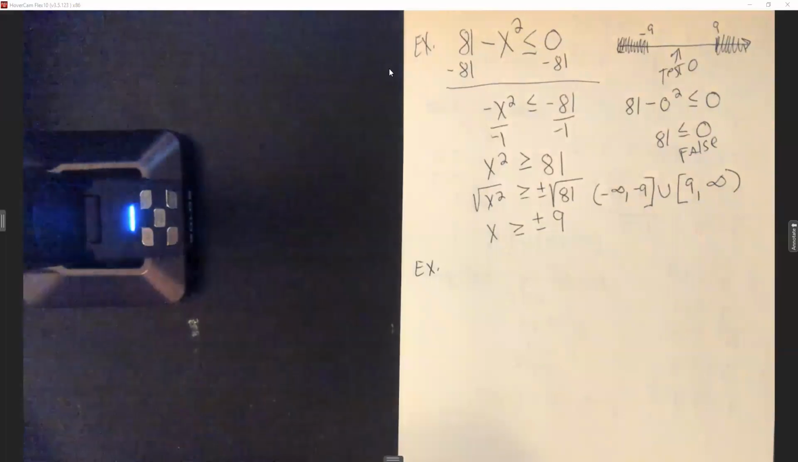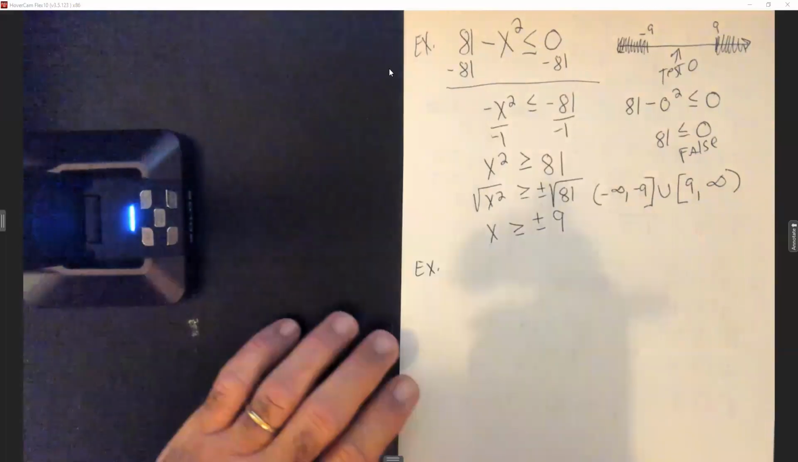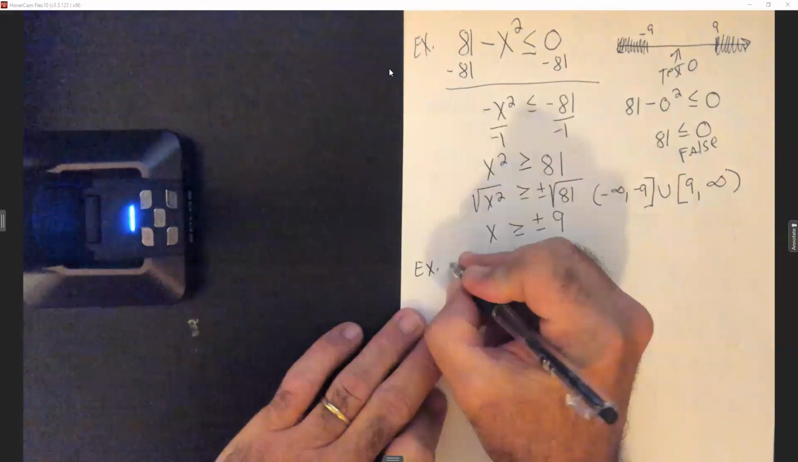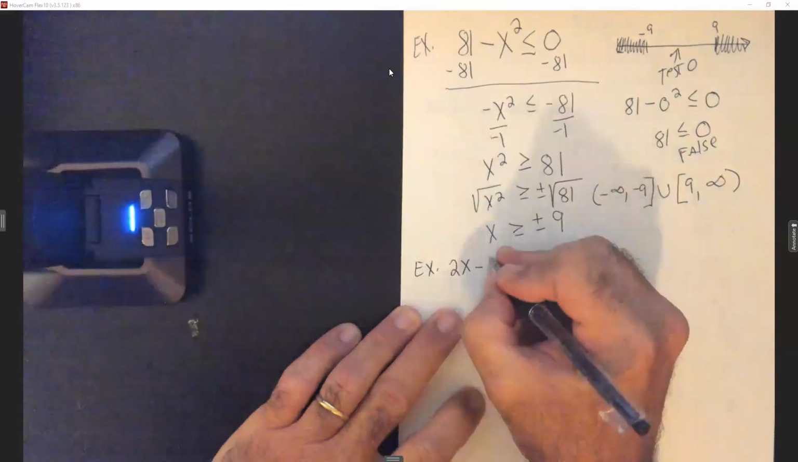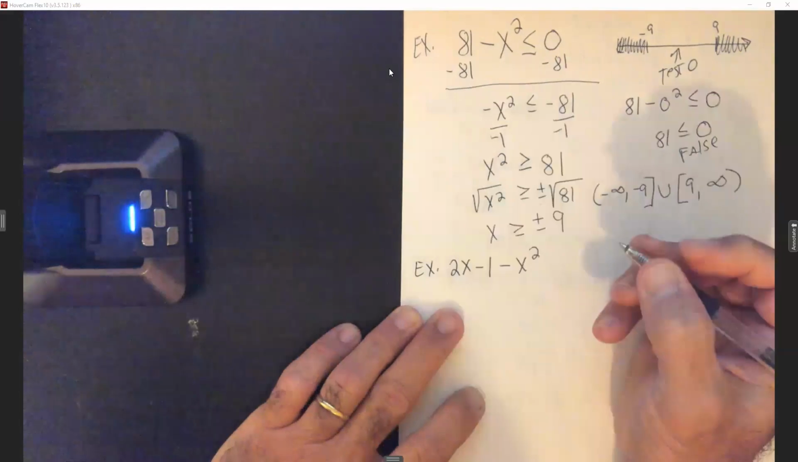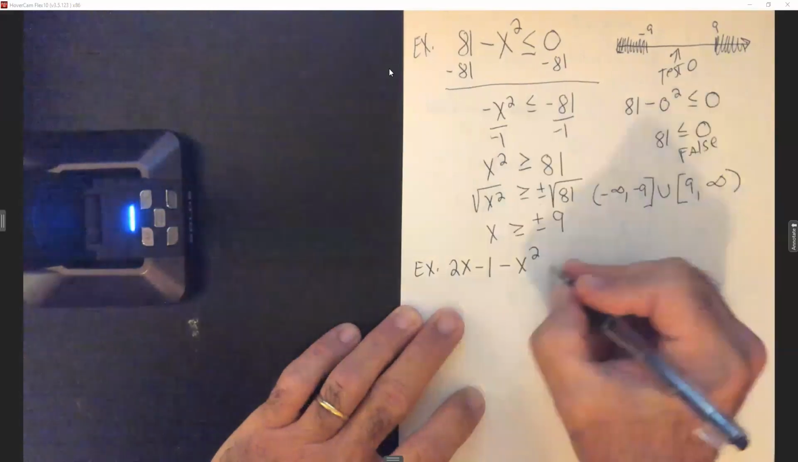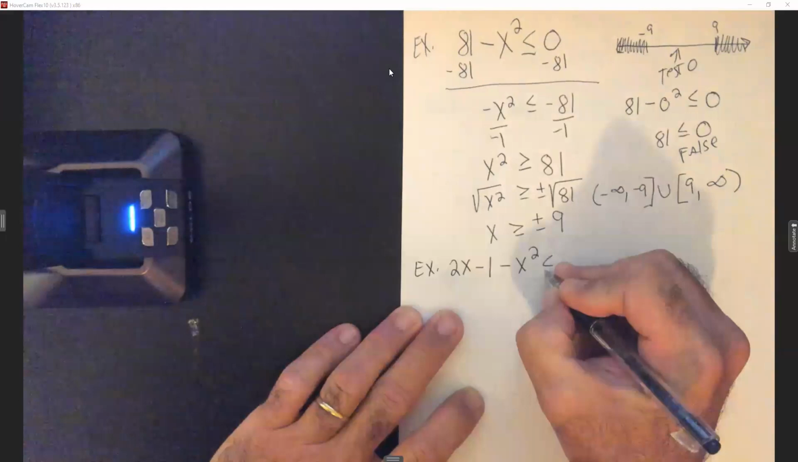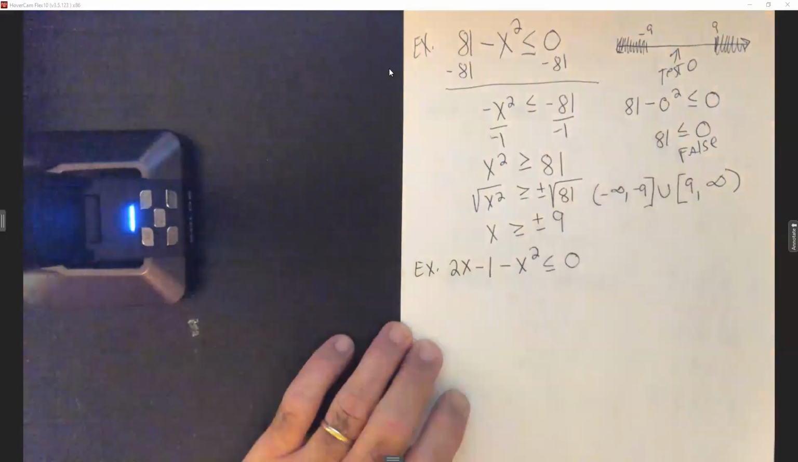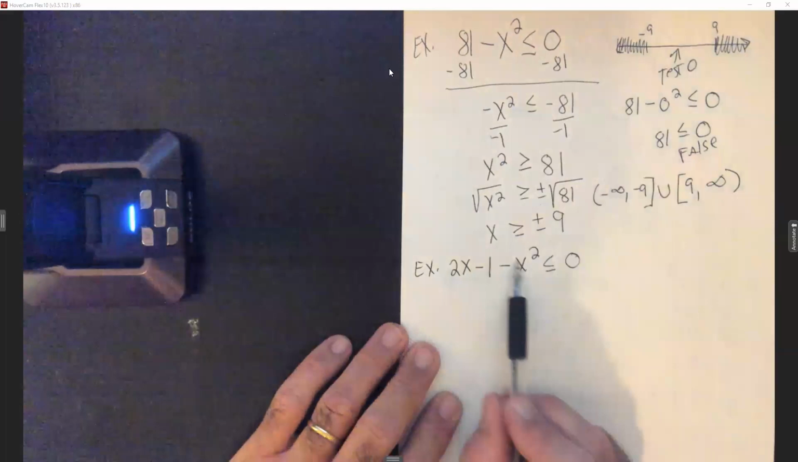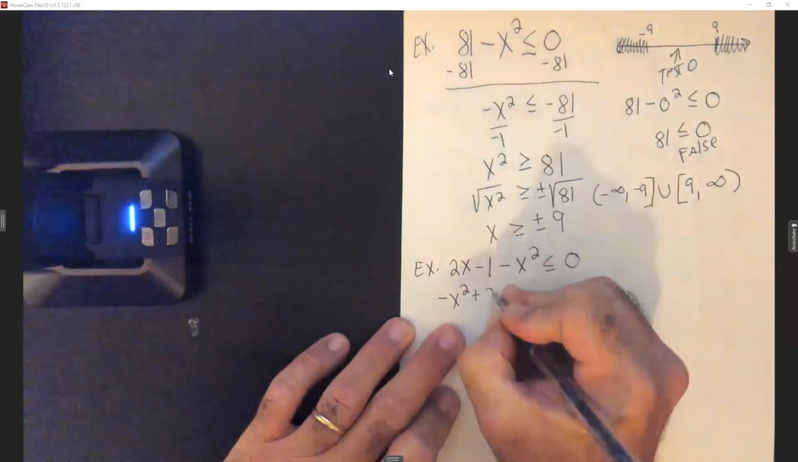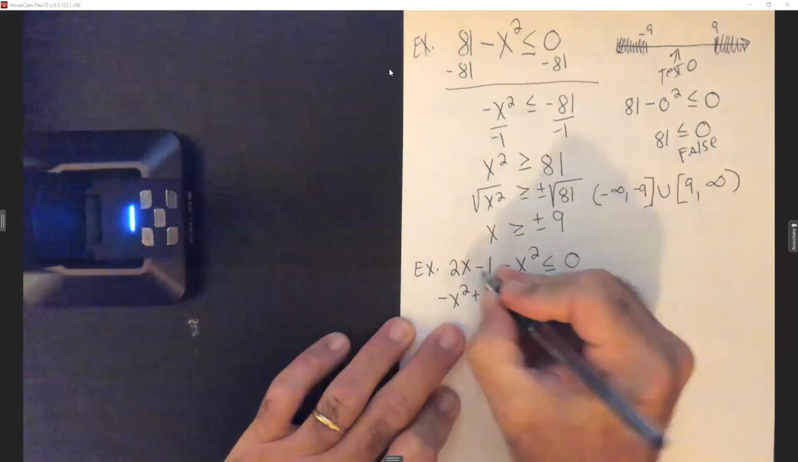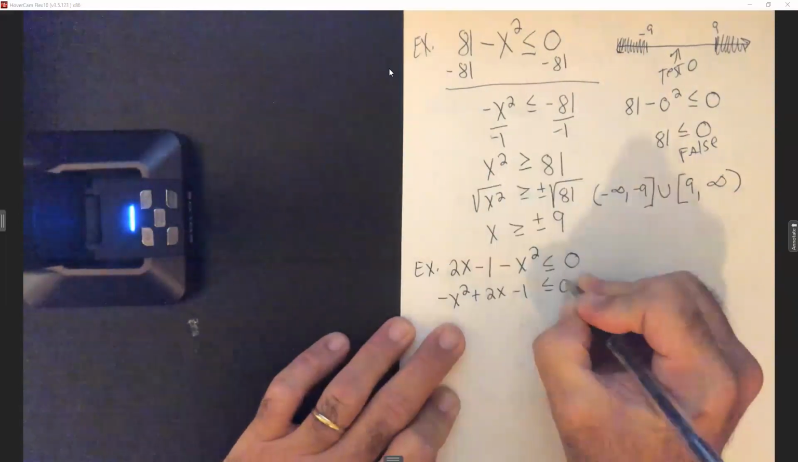All right, so let's see what this one has, y'all. It's got a 2x minus 1 minus x squared is less than or equal to 0. So the first thing on this one, I would put it in order. So I would do negative x squared plus 2x minus the 1 less than or equal to 0.